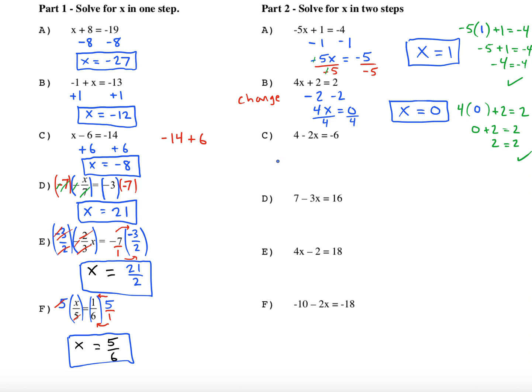Okay. Here there's a subtraction. But this is a positive 4. To get rid of that positive 4, we have to do the inverse of positive here, which is negative. The opposite. It'll leave us with negative 2x equals negative 10. Divide by our negative 2. X equals 5.